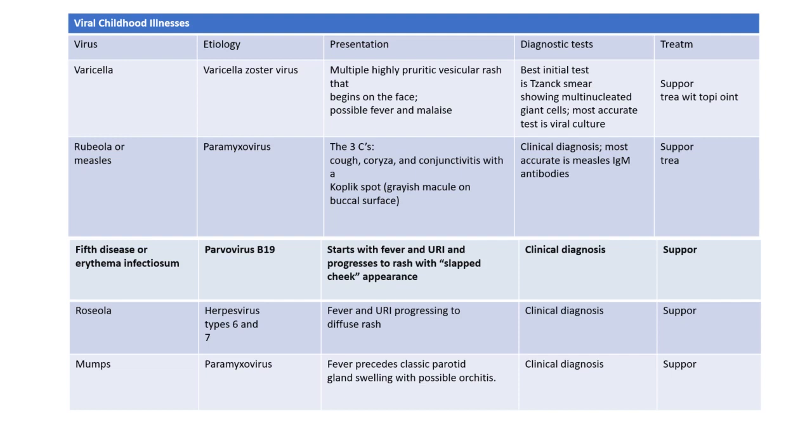The best initial test is a Tzanck smear, T-Z-A-N-C-K smear, which shows multinucleated giant cells. Most accurate test is a viral culture, and the treatment is supportive.